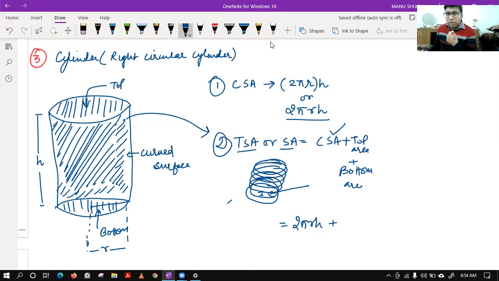Okay. So that CSA we have found is 2 pi r h. The top area is not 2 pi r, it is pi r square. Area of a circle is pi r square. And the bottom is also a circle, the area is pi r square. So we have obtained 2 pi r h plus pi r square plus pi r square. This is the total surface area.